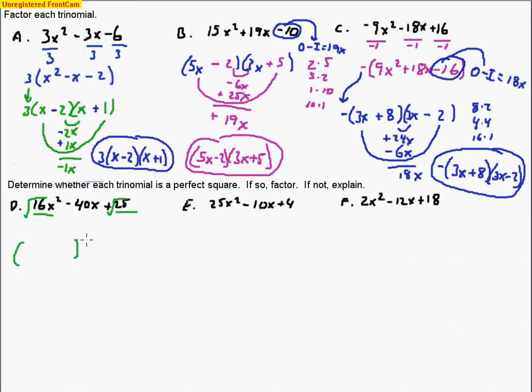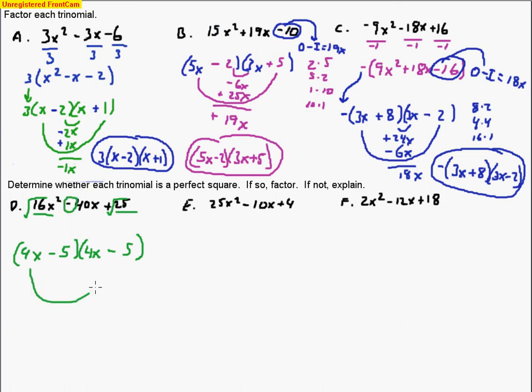So if I take their square roots, this first one's going to end up being 4x. So if it's a perfect square, that means they're both going to be 4x. Take the square root of 25, that's 5. It means if it's a perfect square trinomial, they'll be the exact same binomials. So it's got to be a -5 and -5 because the middle term here is -40.